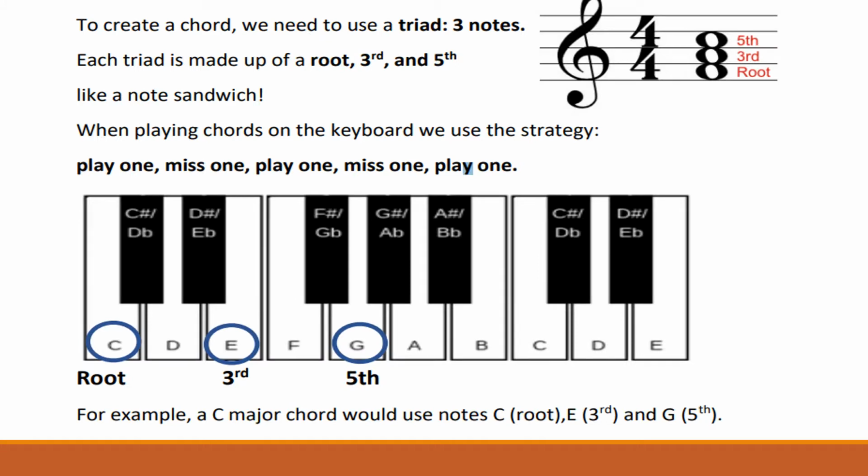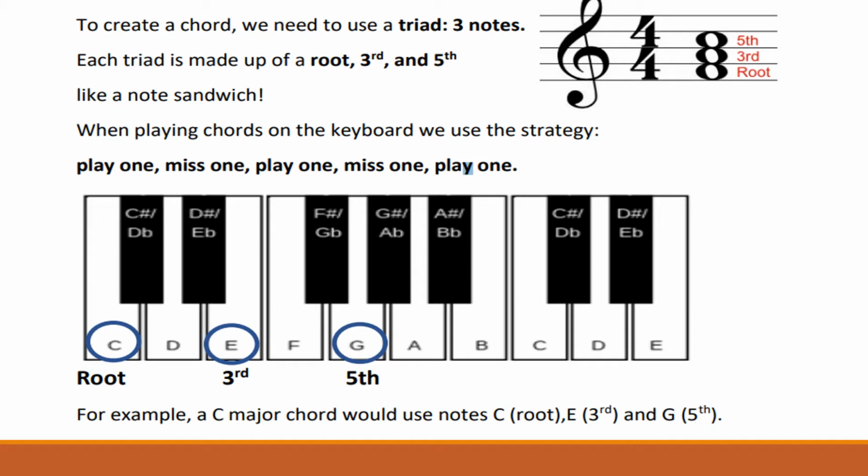So lots of you, up until this point, will have used the strategy which we've used in class, which is play one, miss one, play one, miss one, play one. And that helps us to a certain extent. But in order to actually be able to play these major and minor chords successfully without making mistakes, we have to create a triad. Now, a triad is 3 notes, tri meaning 3, and in music, it means 3 notes played at the same time.